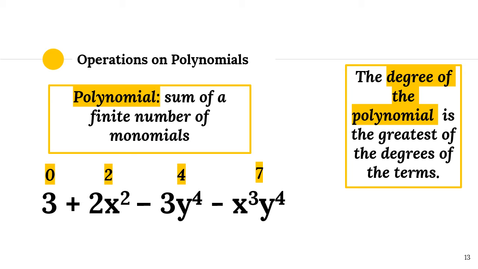Now, based on the definition of the degree of the polynomial, which is the greatest of the degrees of the terms, we can immediately identify the degree of the entire polynomial. The highest is 7. Therefore, the degree of this polynomial is 7.